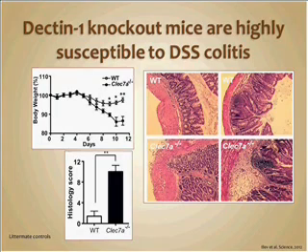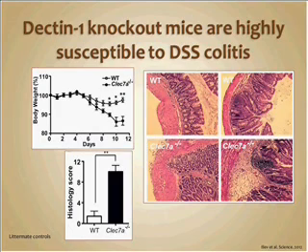You can see this with a sort of gross measure of just weight loss. The mice get sick, they stop eating, they become dehydrated. You can see it with histology here, where you can see that the colonic architecture is disrupted more severely. Histology score here, analysis of these pictures, you can see that the DSS-induced colitis is more severe in Dectin-1 deficient animals.